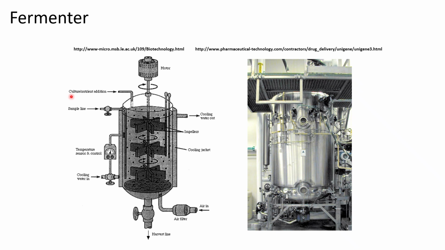Here is a line to allow you to introduce the medium. In this case, it would be the mash that was produced from the step prior to the fermentation step, as well as introduce the additional yeast and the additional enzyme. And down here at the bottom is a line from which you can harvest the products that are produced. And commonly there'll be also a vent on the top here to allow removal of CO2.